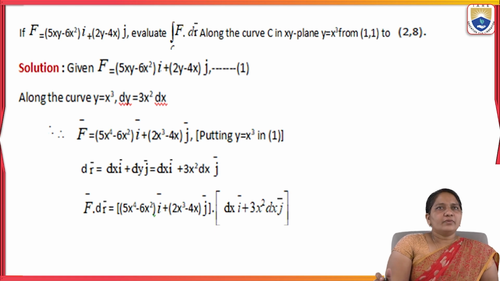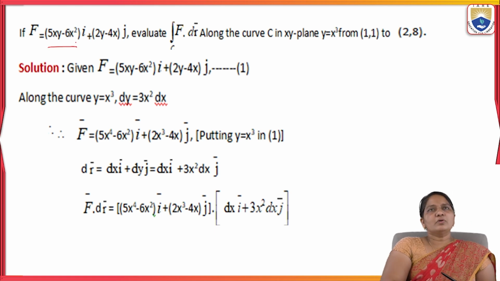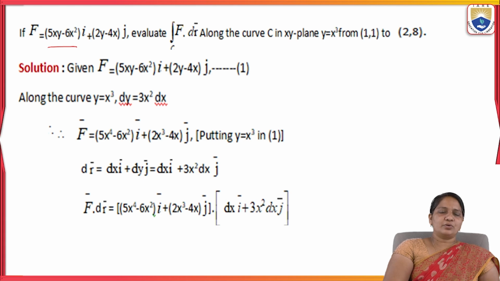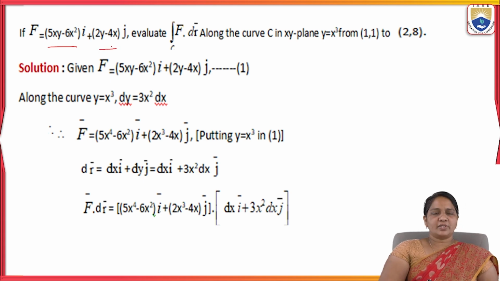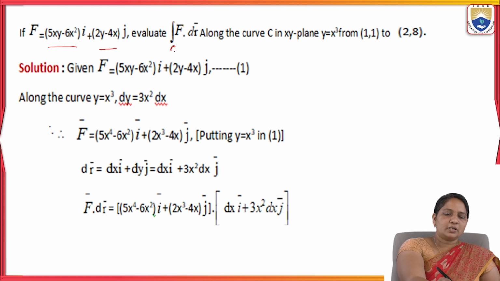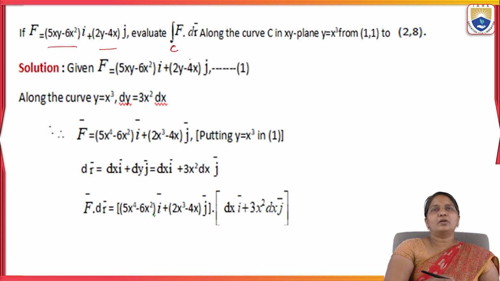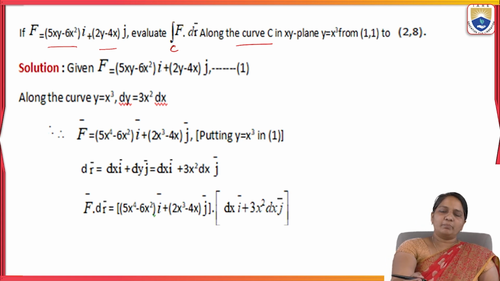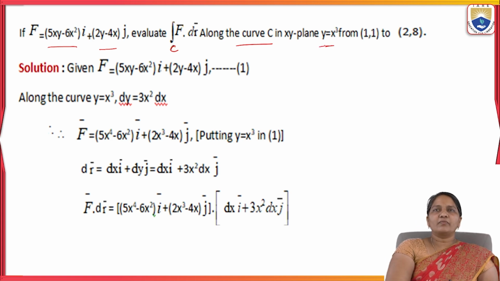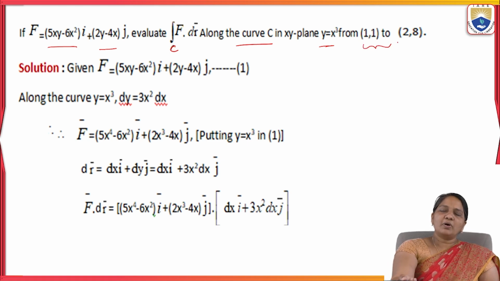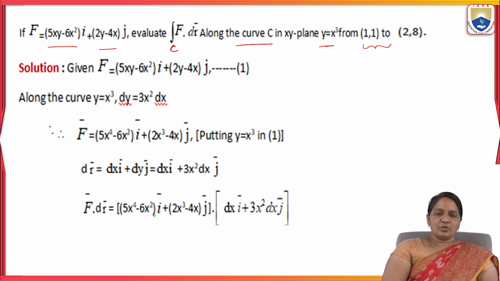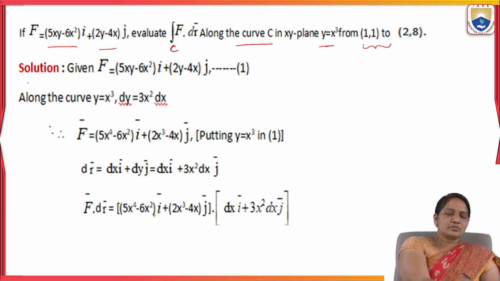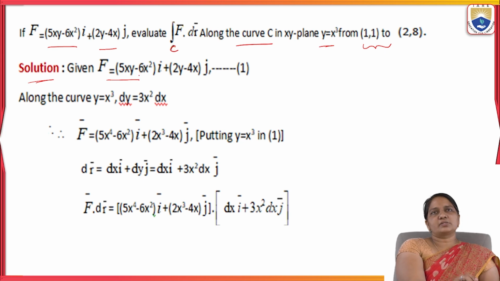Now, if f equals 5xy minus 6x square into i plus 2y minus 4x into j. Here we have to evaluate the integral over c of f bar dot dr bar along the curve c in the xy plane, that is y equals x cube from 1 comma 1 to 2 comma 8. So first we are going to write the solution. Solution: given f equals 5xy minus 6x square into i plus 2y minus 4x into j.